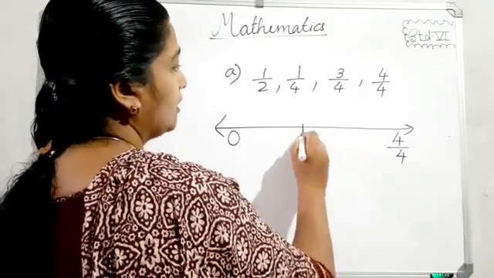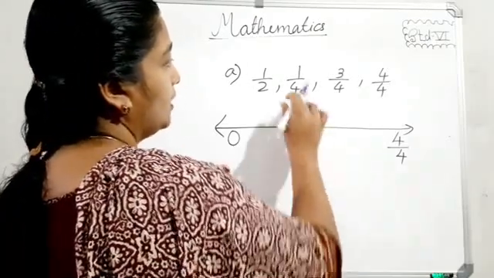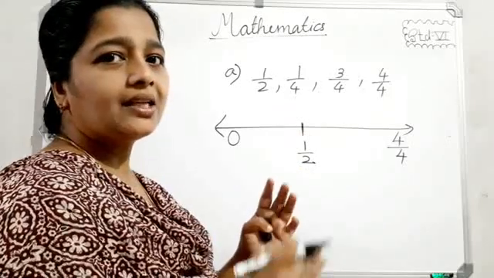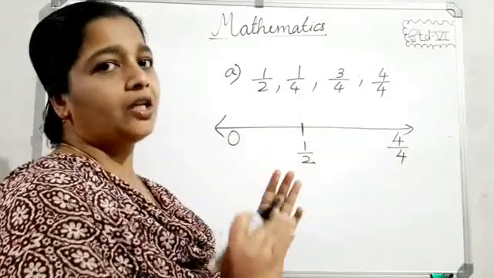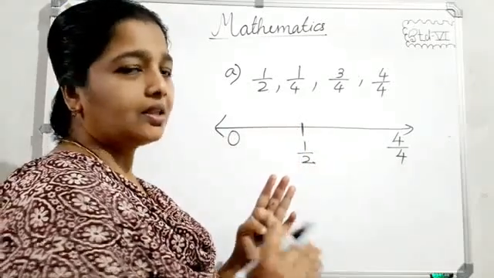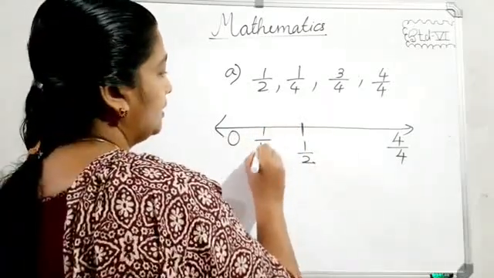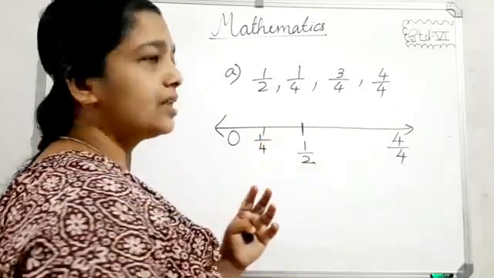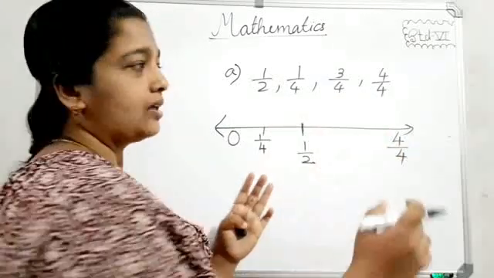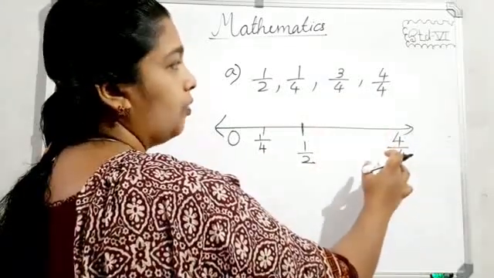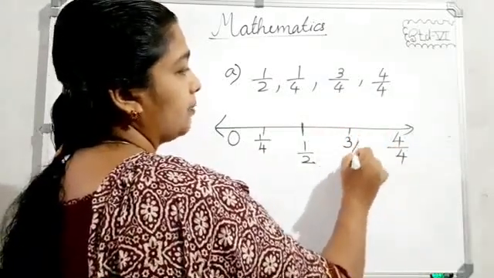So here, 1 by 2 is half. Then 1 by 4 means between 0 and half. Half divided by 2 is 1 by 4. Clear? So we can represent 1 by 4 here. Next, 3 by 4 means between half and 1 part. Here 4 by 4 is 1. So we can represent 3 by 4.